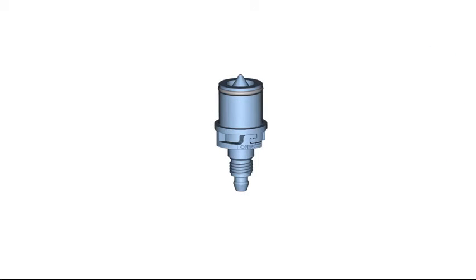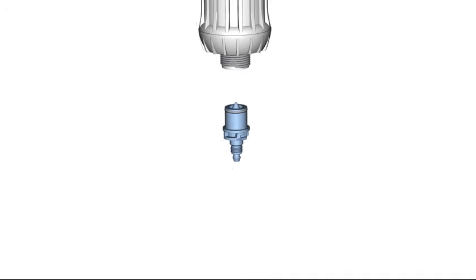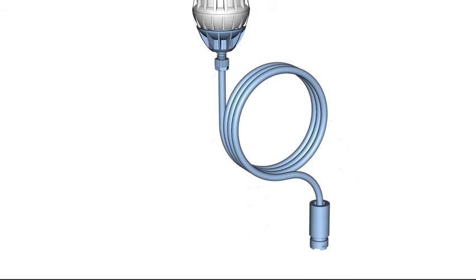To reassemble MixRite, insert the check valve back into MixRite, then reattach the nut and suction tube. In case the suction tube is old or dirty, it is advised to replace it with a new one.